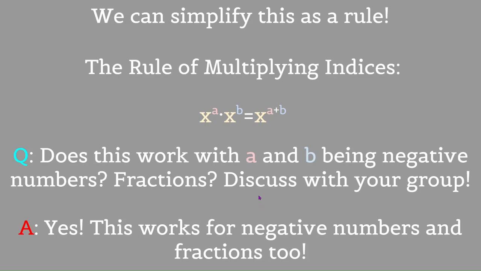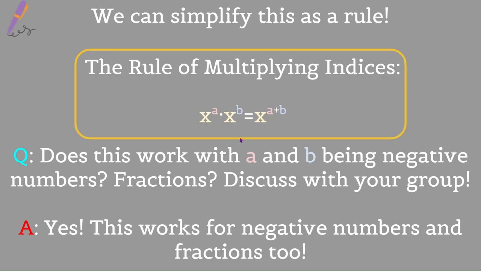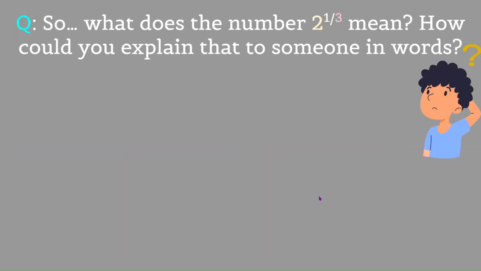But fractions, we haven't done fractions yet. So let's look at fractions as indices. Also, you do want to remember this, so write that down. Question. So, what does the number 2 to the power of 1 over 3 mean? What does this mean? 2 to the power of 1 over 3.